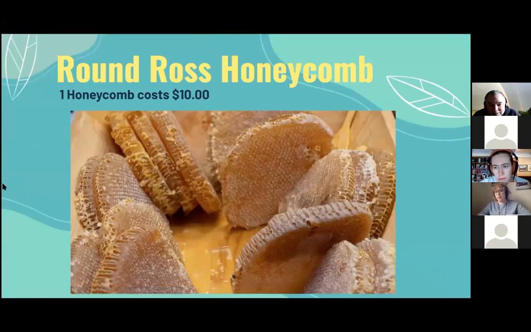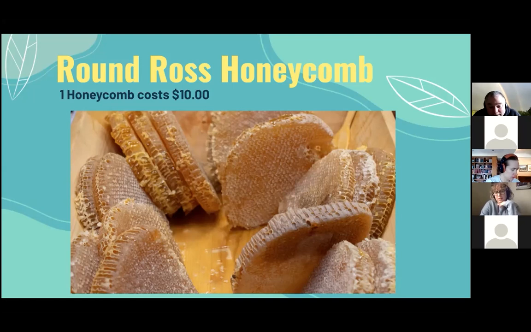Let's do it. We'll take a look at the round Ross honeycomb. It isn't very good for baking with, but it sure does make a very sweet chewing gum. It's great for that. Tear off a piece and you can chew it. It does take a lot away from the hives to use though, and it's $10 for just a little piece of comb like that.